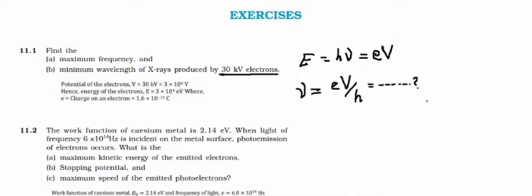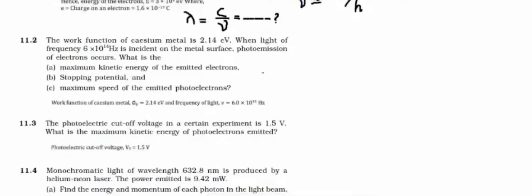Also, you need to calculate the wavelength. So wavelength lambda, you can calculate lambda is equal to c by nu. And frequency is maximum, wavelength will be minimum, so that you can find the value of minimum wavelength. Now next, question 2, work function is given. That is the minimum energy required to eject the electrons, and light of frequency is also given. Now calculate the maximum kinetic energy of emitted electron.